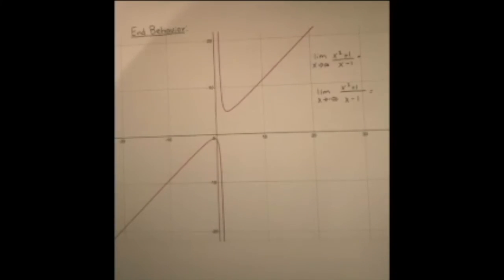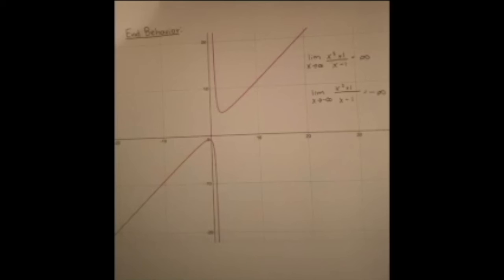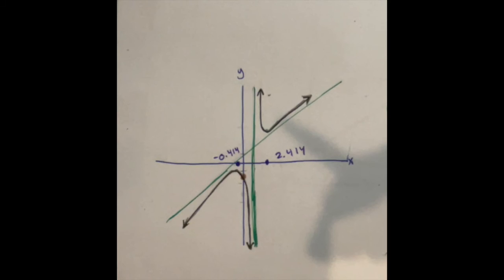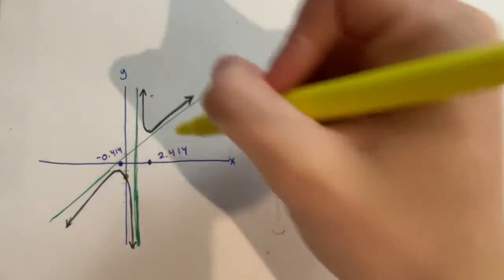Now that we have the graph, we can find the end behavior. The limit of the function as x approaches infinity is infinity since it is increasing, and the limit of the function as x approaches negative infinity is negative infinity since the function is decreasing as it approaches negative infinity. So this is our graph, and this is Desmos' graph with the same colors. And of course, on every graph, you can't forget the final touches.